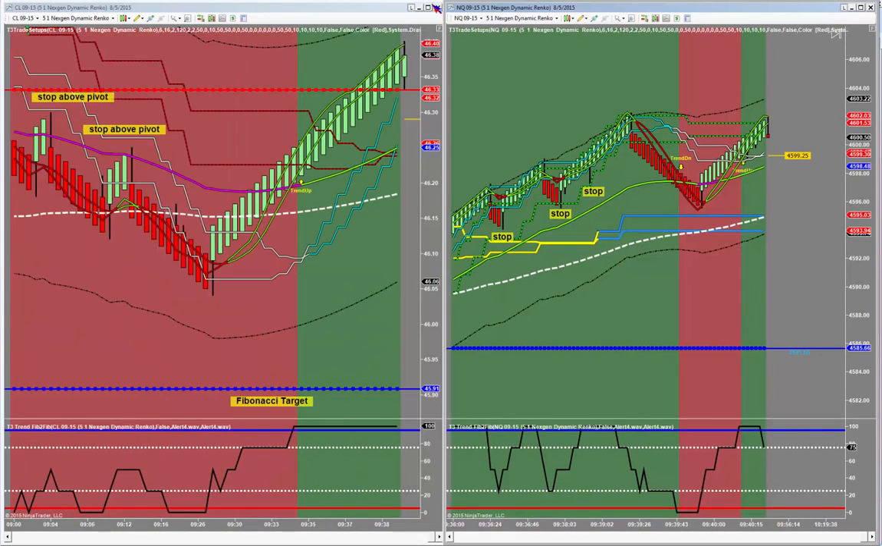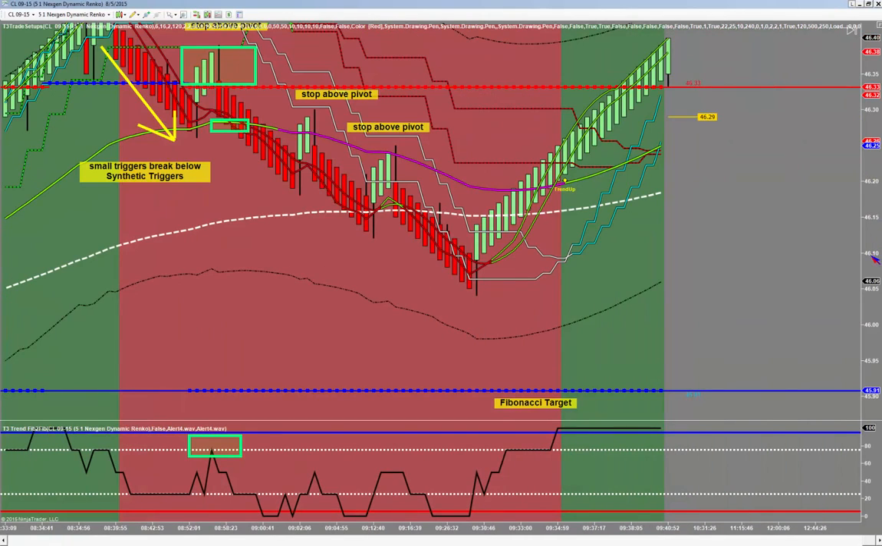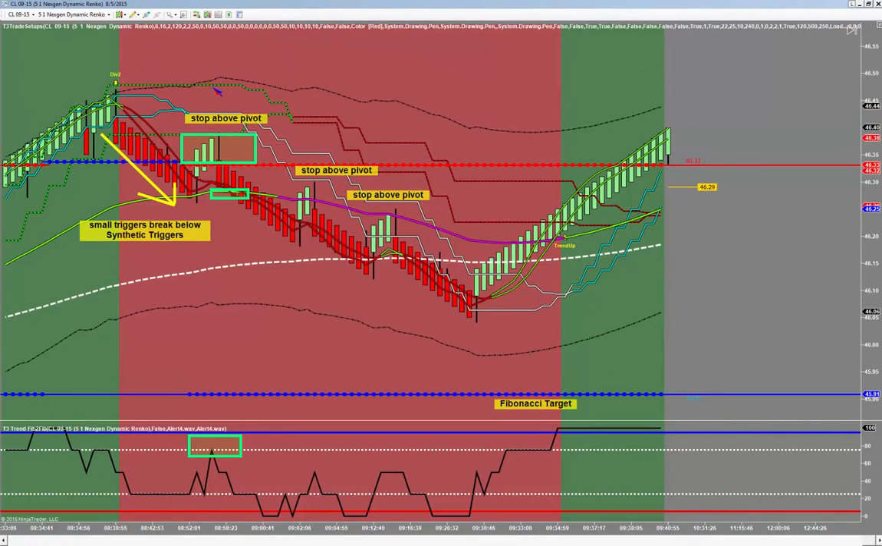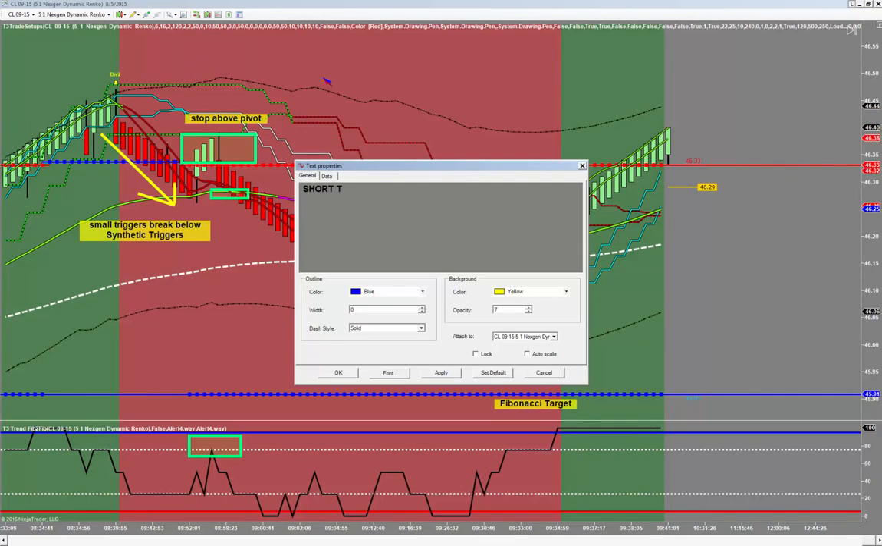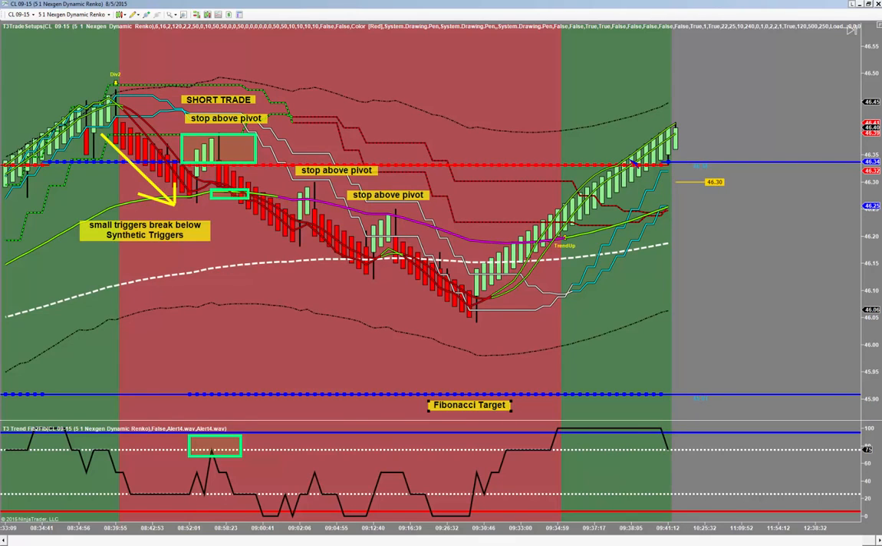All right, so let's just look at crude oil for a second here, guys. We had a short trade over here, right? I think everybody agreed with that one. We didn't make our Fibonacci target. It pulled back to the mid band, and the small triggers broke through. It pulled back to Fibonacci resistance, and the small triggers broke through. So we should be looking for what? Long trades, right? Everybody agree with that?